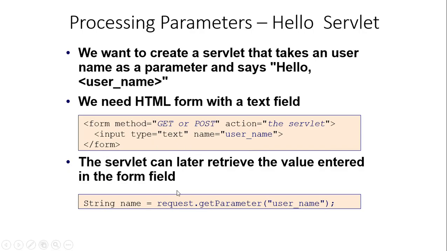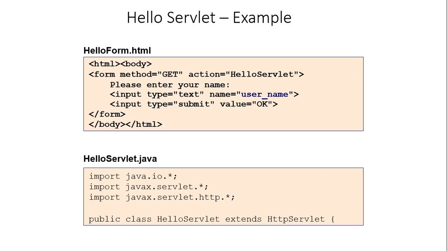Now, the servlet can later retrieve the value entered in the form field. The servlet can automatically retrieve whatever value you have entered. Find: String name = request.getParameter("username"). Means the servlet will get to know this field, save it in the string name, and access it with request.getParameter and the username in double quotes. Now see a proper example of how servlets are created here.